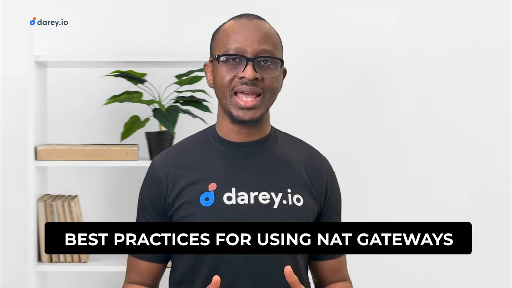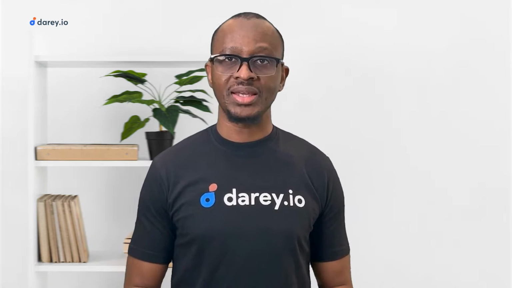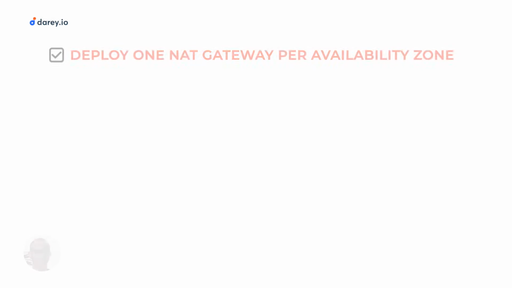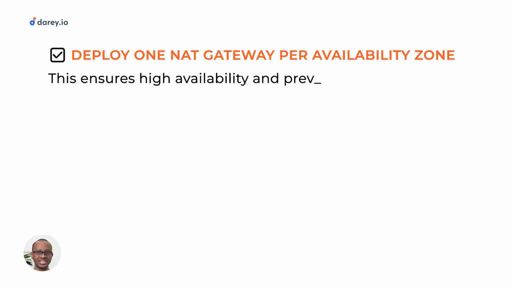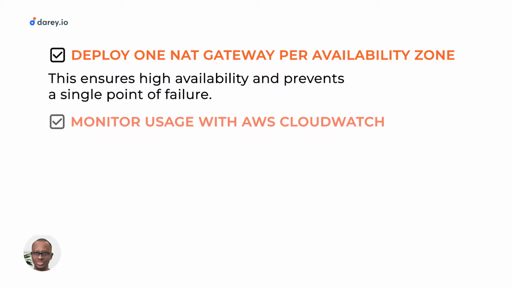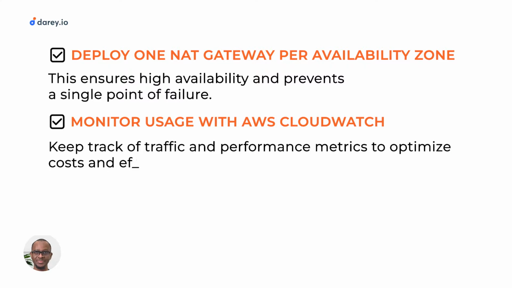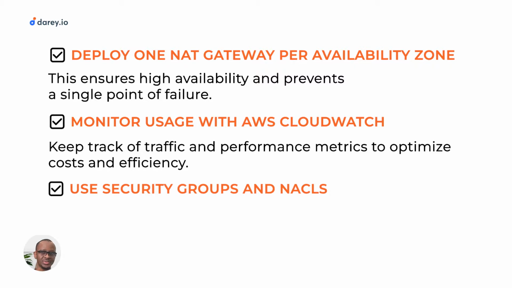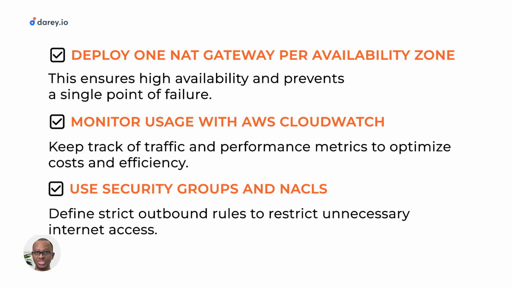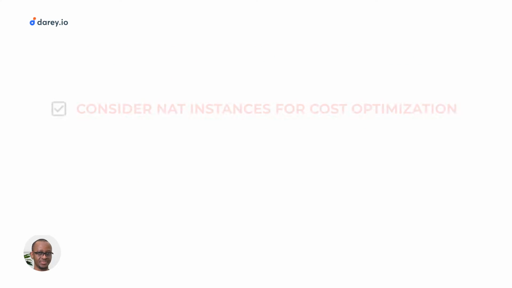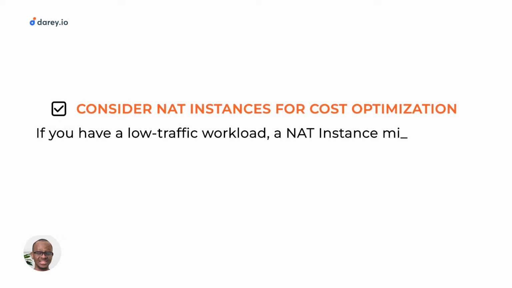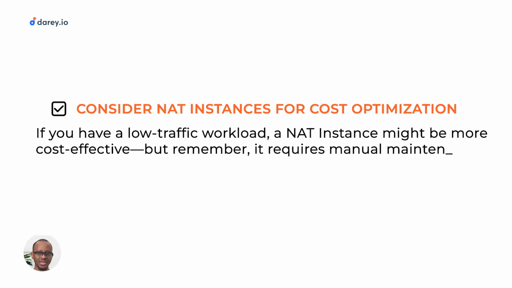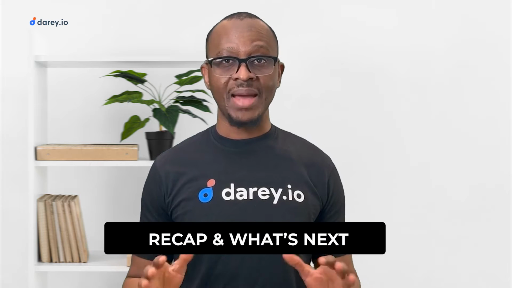Best practices for using NAT gateways. To make the most of NAT gateways, here are some best practices to follow. Deploy one NAT gateway per availability zone. This ensures high availability and prevents a single point of failure. Monitor usage with AWS CloudWatch. Keep track of traffic and performance metrics to optimize costs and efficiency. Use security groups and NACLs. Define strict outbound rules to restrict unnecessary internet access. Consider NAT instances for cost optimization. If you have a low traffic workload, a NAT instance might be more cost effective, but remember, it requires manual maintenance.